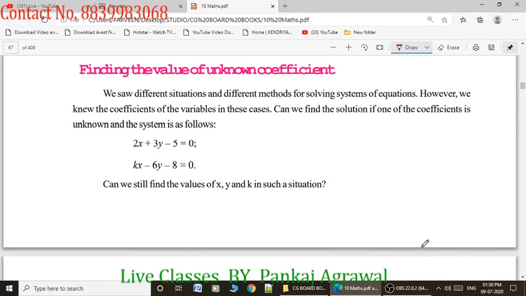Today we will discuss how to find the value of unknown coefficient in linear equation of two variables. You can see here two equations are given. First equation 2x plus 3y minus 5 equal to 0. Second equation kx minus 6y minus 8 equal to 0. This is second equation. From this equation you have to find the value of k.